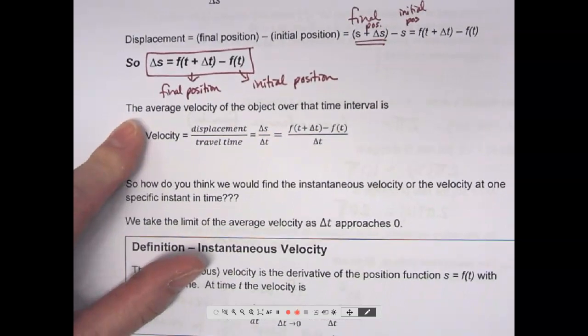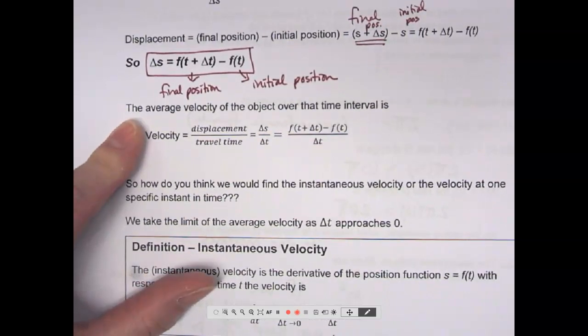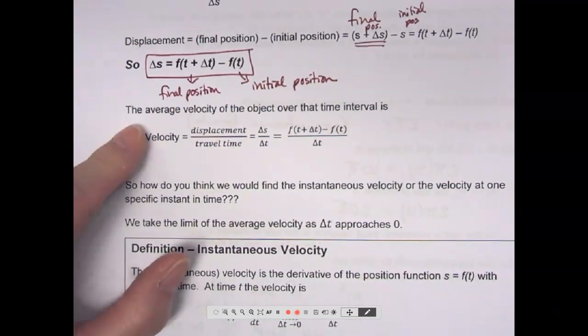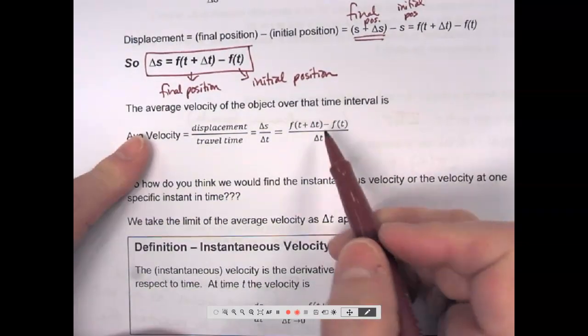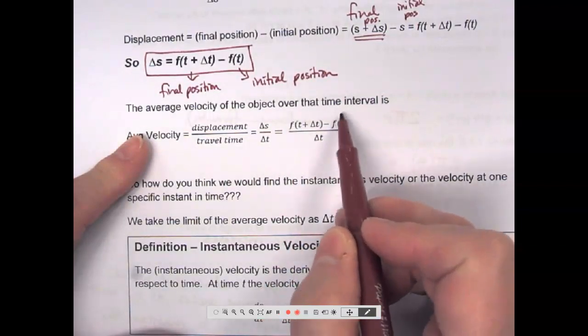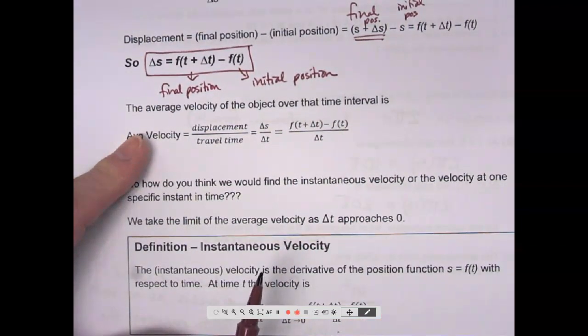Okay, average velocity. What do you think that means? Average. Displacement over travel time. So that is kind of like your average rate of change that we have been doing. So that's like a y2 minus y1 over delta time, change in time.